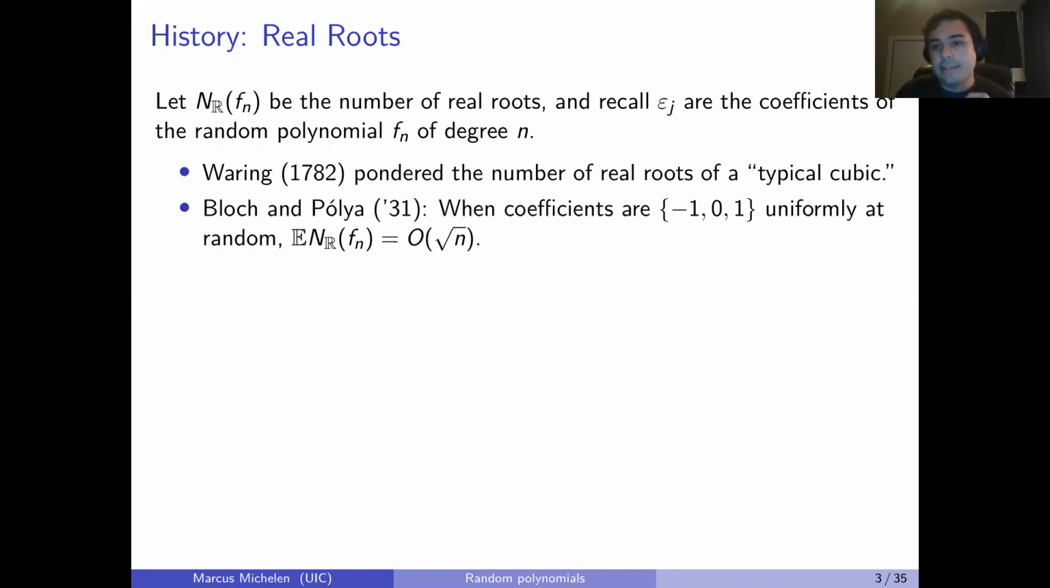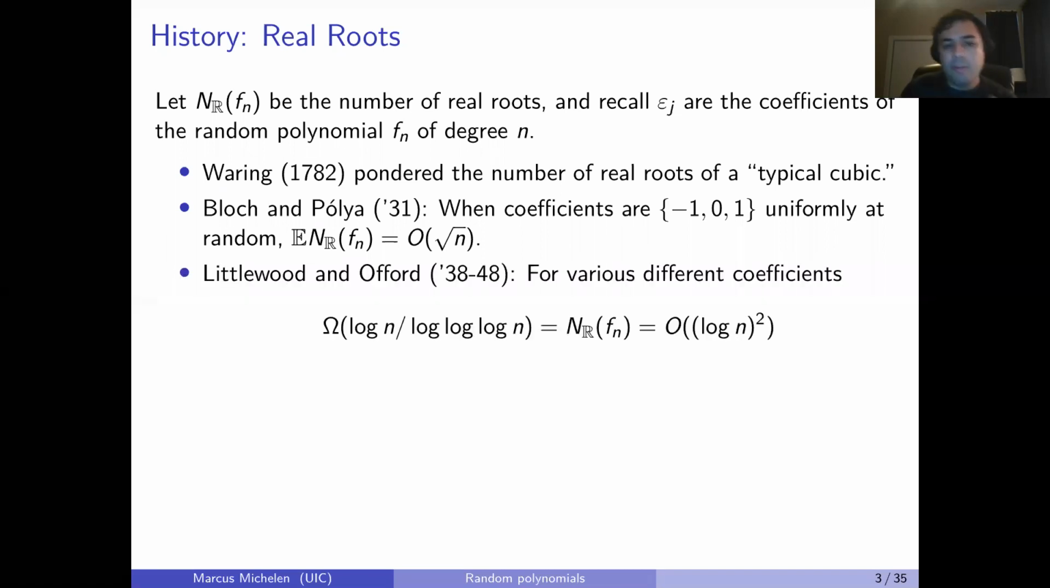And this started in earnest in 1931 with Bloch and Polya, and they considered the case when your coefficients are -1, 0, or 1 uniformly at random. They proved an upper bound for the expected number of real roots. So they prove an upper bound just of root n, and we'll see in a moment this was improved by quite a bit by Littlewood and Offord in their famous series of papers. So for various different coefficients, they showed with high probability you have at most log squared many roots, and you have at least log n over a triple log of n many roots.